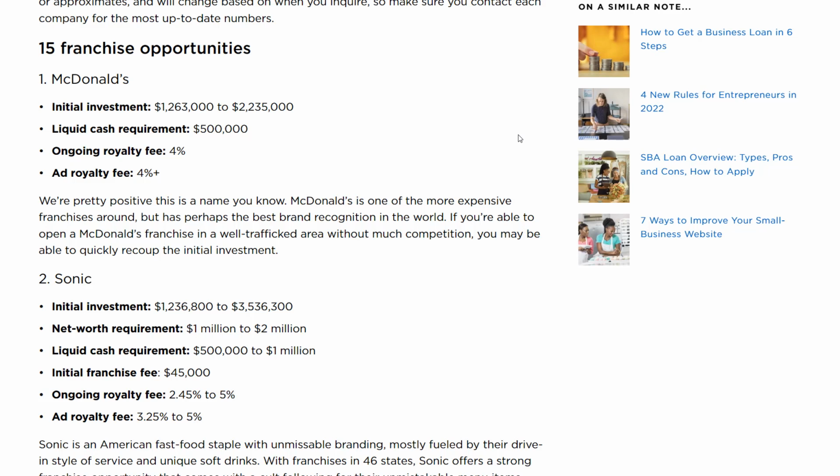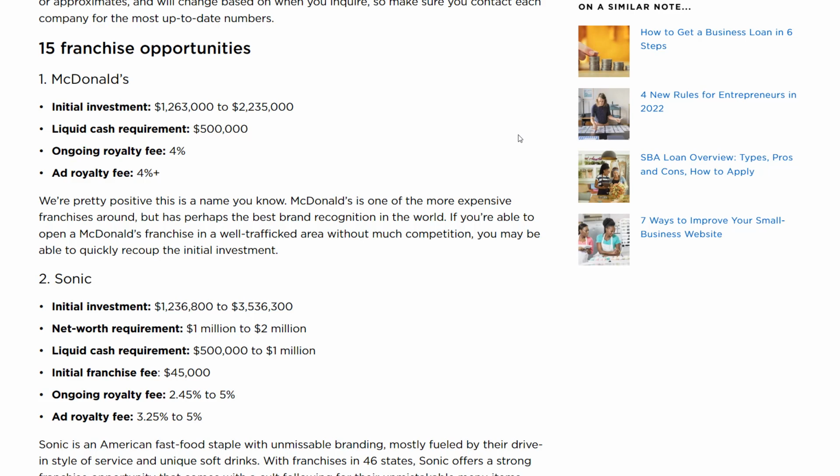So for McDonald's, these values can vary, but based on their guesstimation here, the initial investment is somewhere between $1.2 and $2.2 million to open up a McDonald's location. McDonald's corporate usually requires that you have at least $500,000 liquid. That means accessible without having to sell real estate or some other burdensome property. Preferably cash or an investment account or something like that that's easily turned into cash.